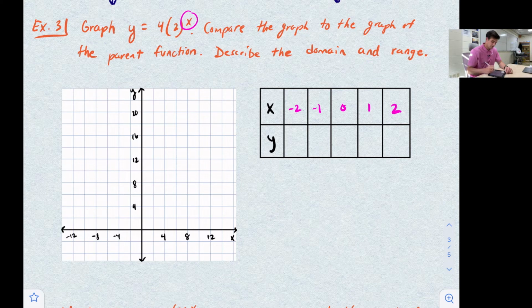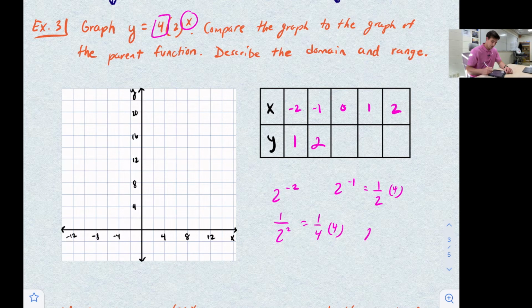Okay, so if I plug -2 in, and I do 2 to the -2nd power, that's going to become 1 over 2 squared, which is 1/4. And then we're going to multiply it by 4, right? So now we get a value of 1. Okay, so now if we do 2 to the negative first, that's going to give us just 1/2. We're going to multiply it by 4, and we get 2.